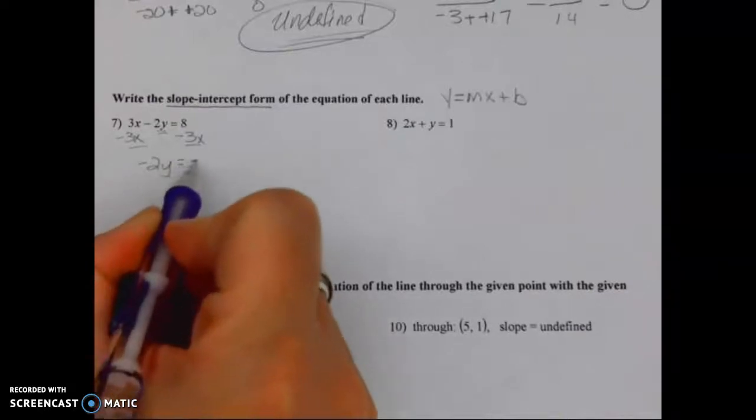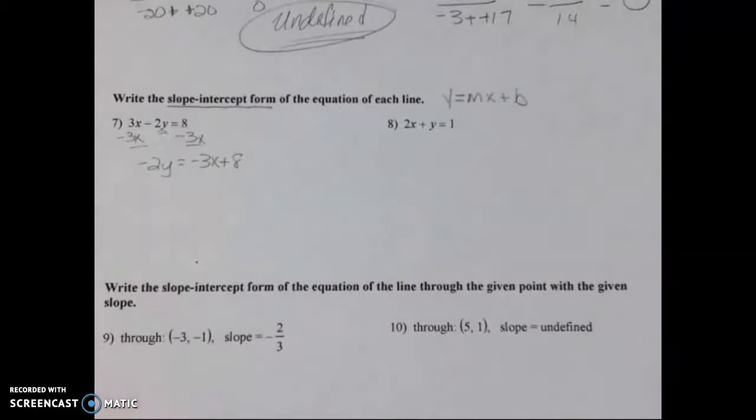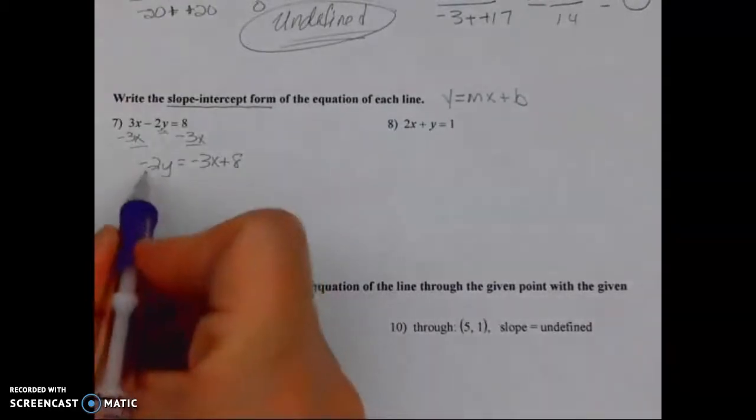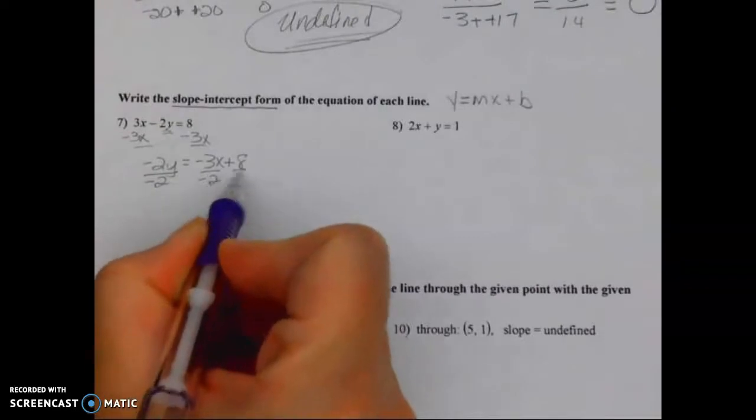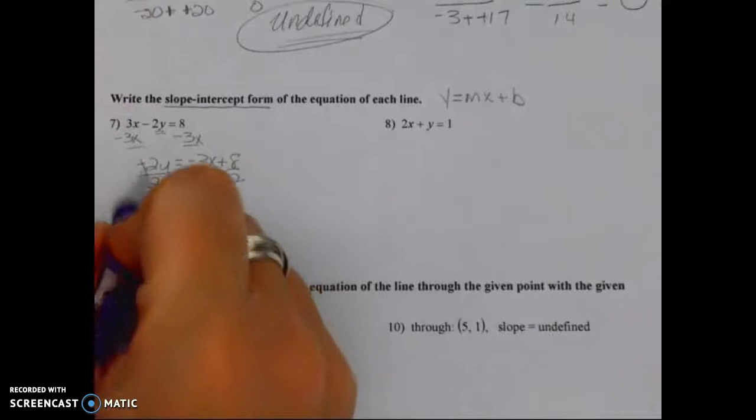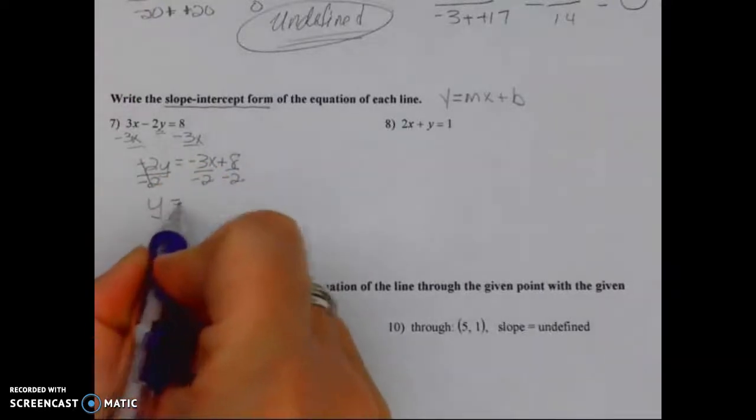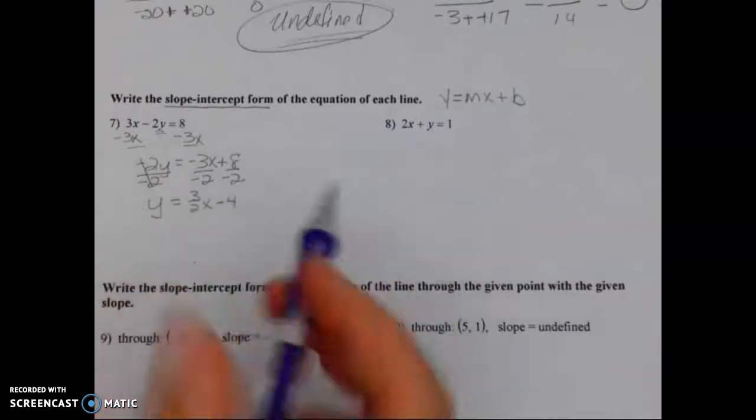-2y equals -3x plus 8. Well, that -2 is in the way. Let's divide by -2 here, and twice, and 3 times. Yes, you have to divide all the way through. You get y equals 3/2 x minus 4.